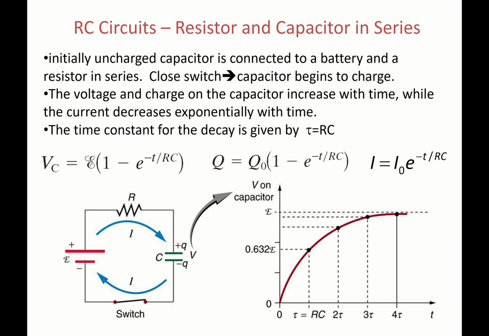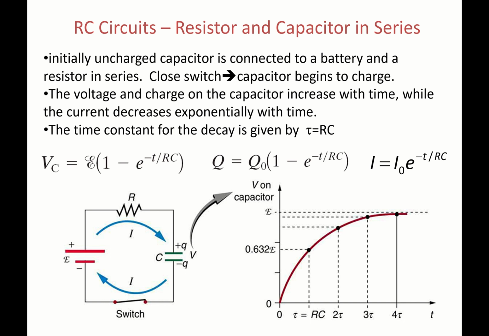capacitor, and as the capacitor charges up and the charge increases, the voltage on the capacitor also increases. So what happens is that the current flows very quickly initially, but as the charge on the capacitor gets larger, it starts to repel the current that's coming onto it, and so the current gets slower and slower and slower. So the voltage on the capacitor and the charge on the capacitor increase with time, and the current decreases exponentially with time.